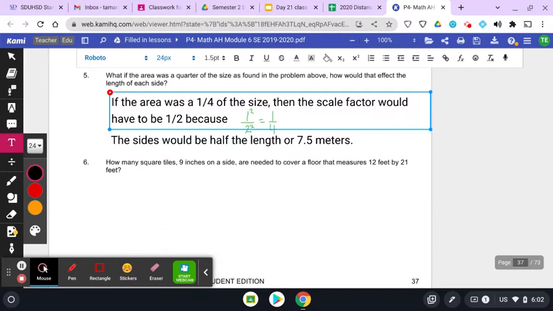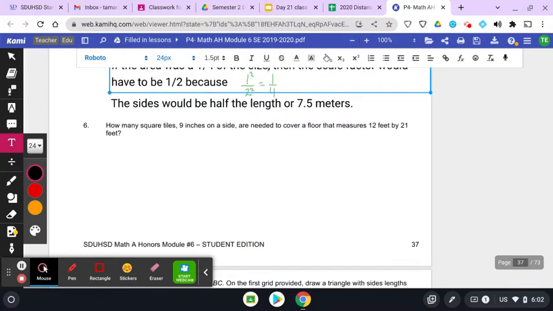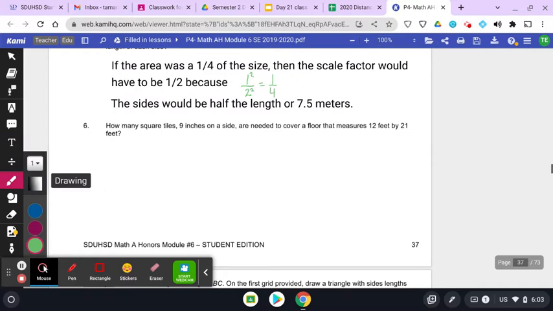Number 6, a little bit tricky. It's tricky because it's not in the same units, and we need to pay attention to units.